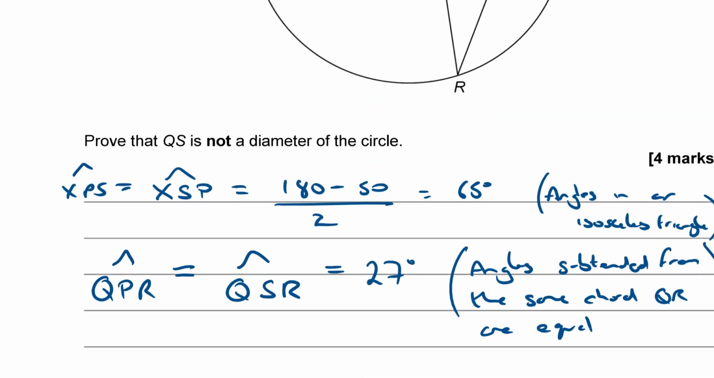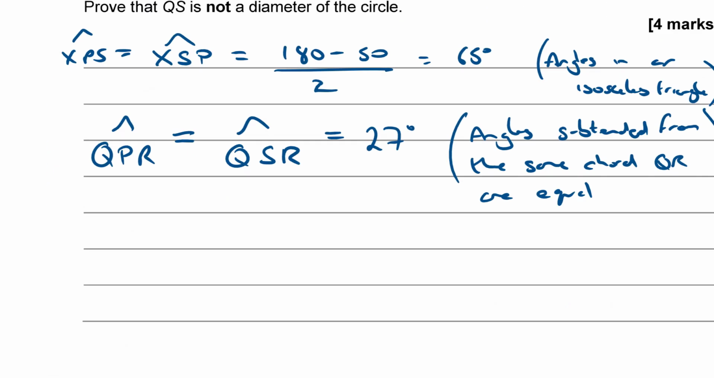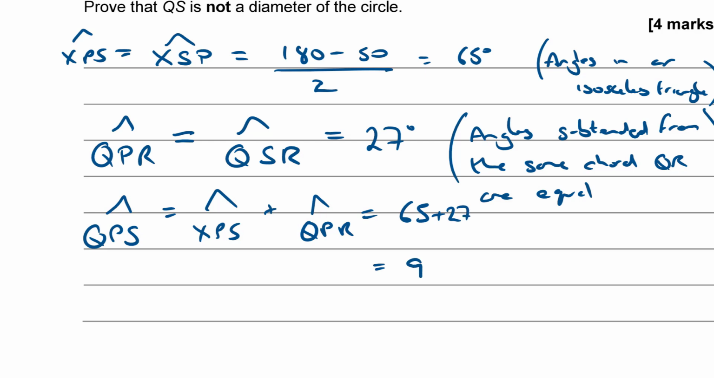They're equal to 27. So my angle QPS is going to be those two angles added together, then, isn't it? It's going to be angle XPS plus angle QPR. And that is equal to 65 plus 27, which is equal to 92 degrees. So we found that QPS is equal to 92 degrees. And we're saying that's a problem now because it should be 90 degrees if it was angles in the semicircle.